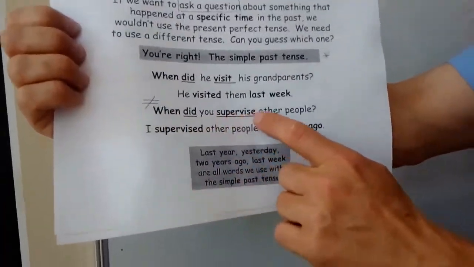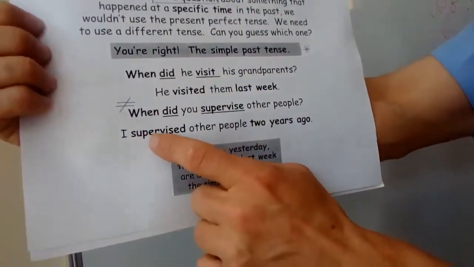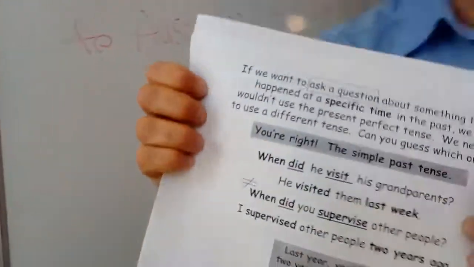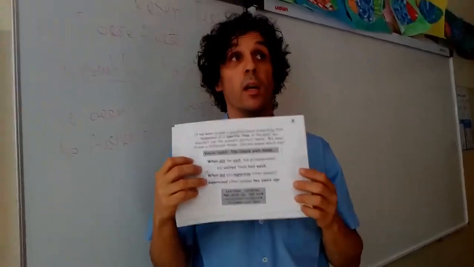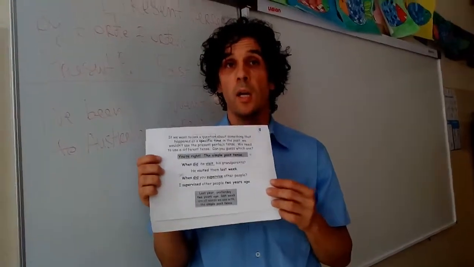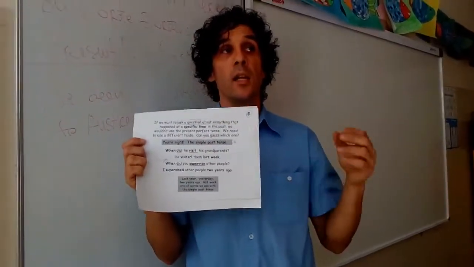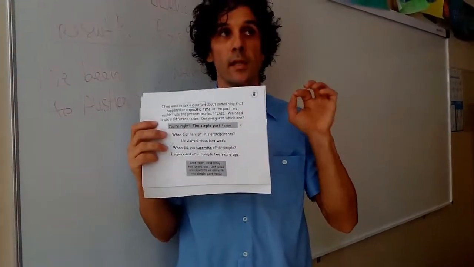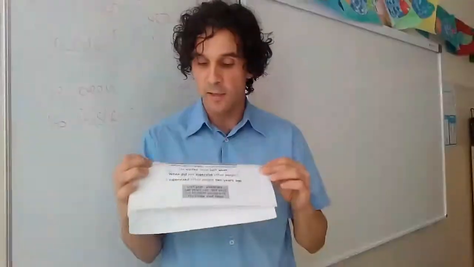Or when did you supervise other people? I supervised other people 2 years ago. We usually use past simple with last week, last year, last month, 2 years ago, 2 weeks ago, etc. Or on Monday, in 1975, in June. So the time reference is clear when the action happened.